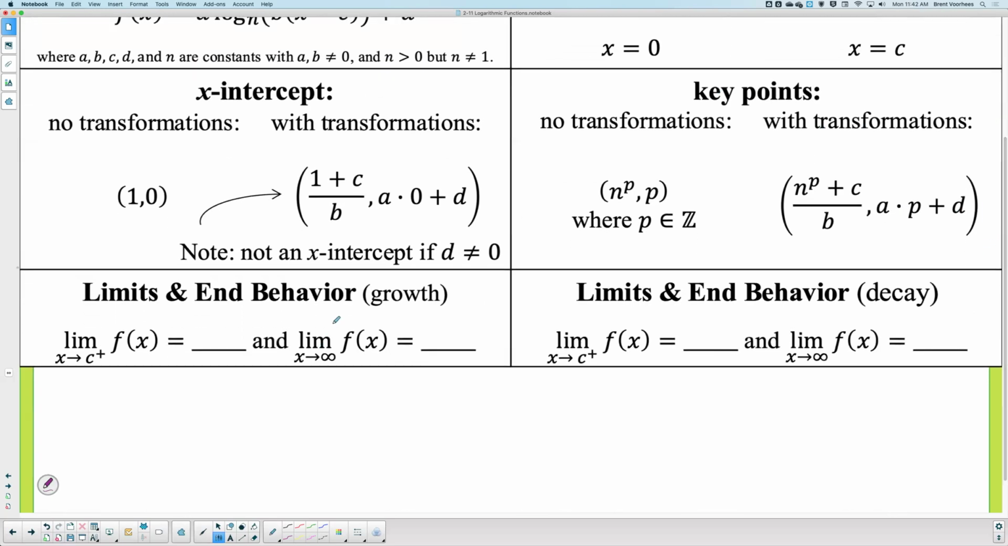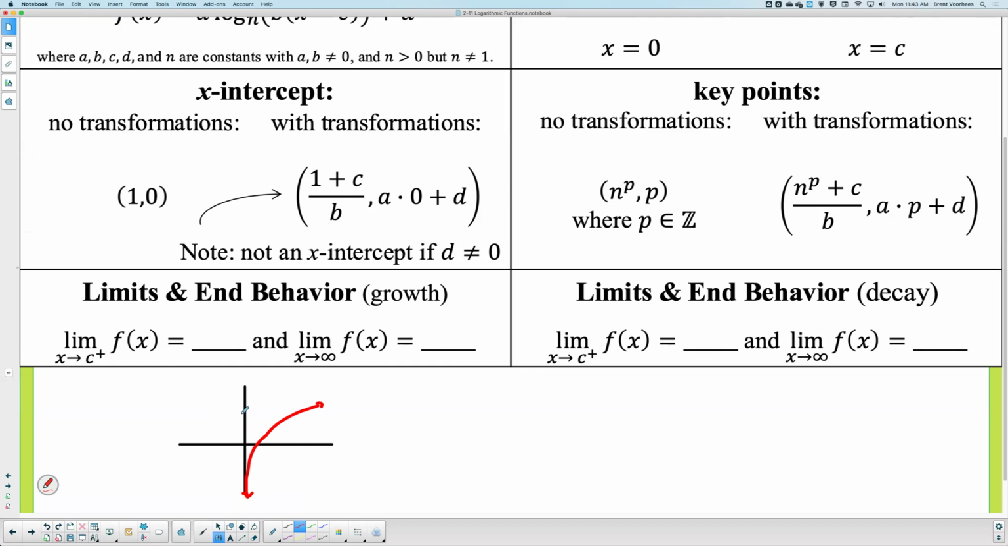Finally, what you do need to know is about the limits. So remember how I told you there are 2 types of logs. There's a log growth and a log decay. Whoops, chose the wrong line there. This one says, let's talk about growth first. If a log is growing, what that means is you start from some value, usually the y-axis, and it curves this direction. That's what it's going to look like.